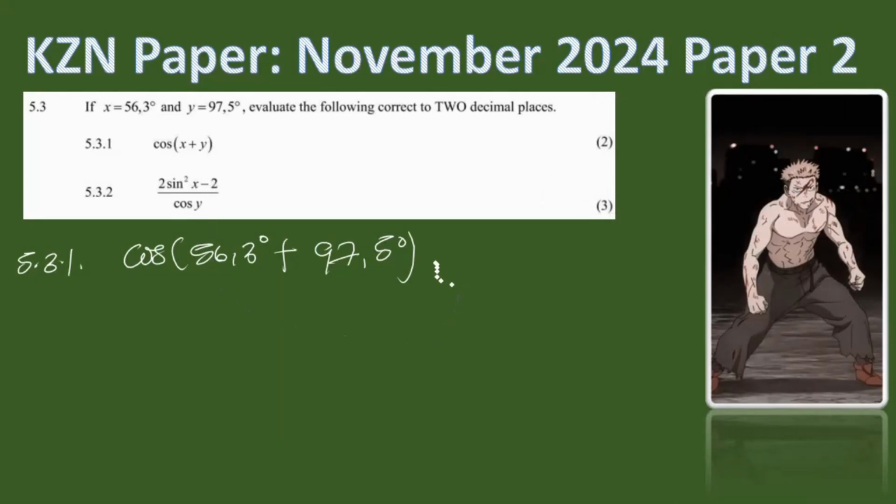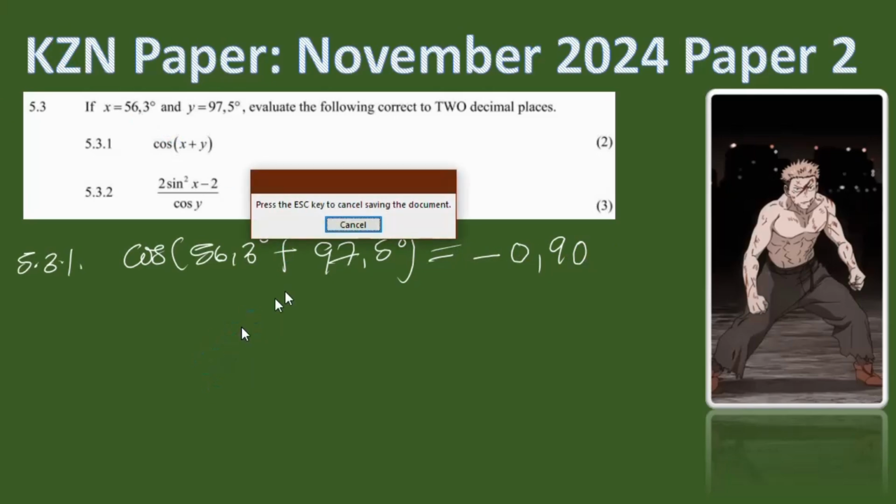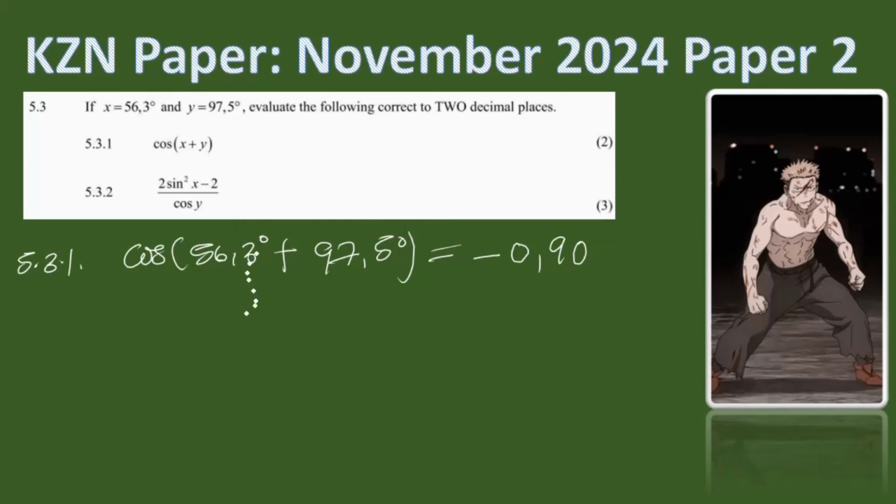The answer here is negative. Oops, that's not a negative. Let's fix this. Negative 0.90. Easy as that. Hope it makes sense, right? Now, the second question. I hope this won't take you 2 minutes. I hope so. This will take you 1 minute or less, right? Especially if you practice. These things won't surprise you.